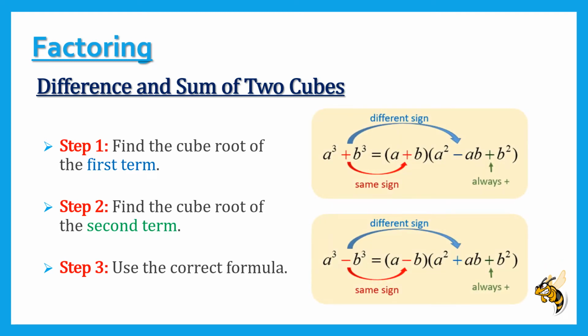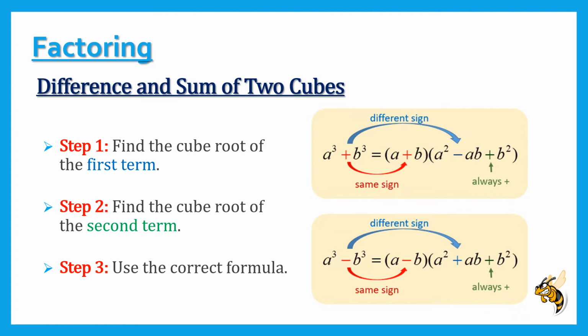If it's a sum of two cubes, you want to use the top formula, but if it's a difference of two cubes, you're going to use the bottom formula. If you analyze both of the resulting parts of the formulas, you notice that the first parenthesis has an a followed by a b. The second parenthesis has an a squared followed by ab followed by a b squared. The only thing that is different is the signs.